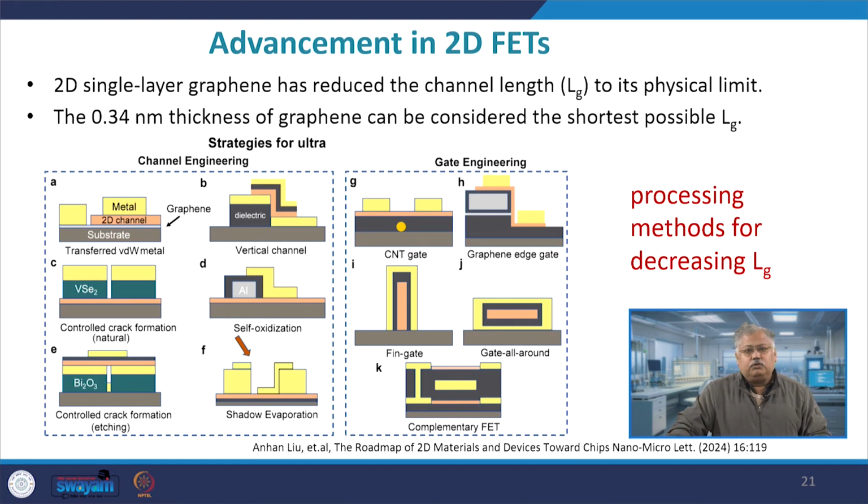Big advancement is going on in 2D FETs. How to use 2D FETs? Obviously reduced channel dimensions, and typically 0.34 nanometer thickness of graphene has been used for the shortest possible gate length. And these are the various methods by which you can do both channel engineering and gate engineering for advanced 2D FET technology. For example, you can do a vertical channel, then you can do a stack formation, then you can do shadow evaporation and form the channel. And these are the various complementary FETs: gate all around FET, CNT FET, fin gate, gate all around, and so on and so forth.